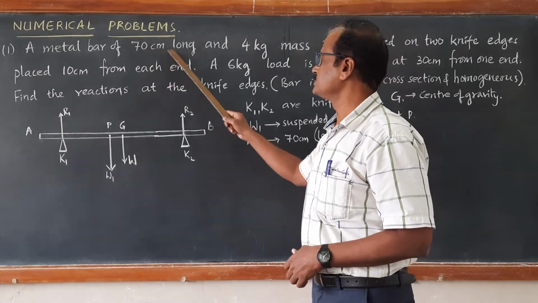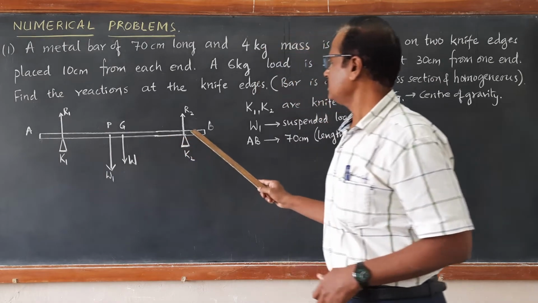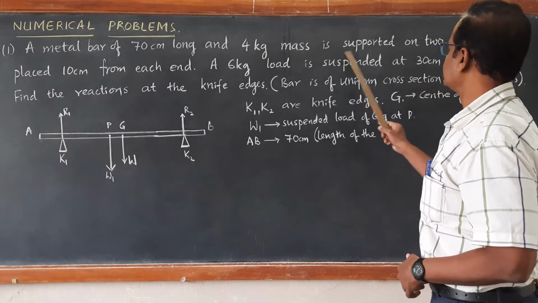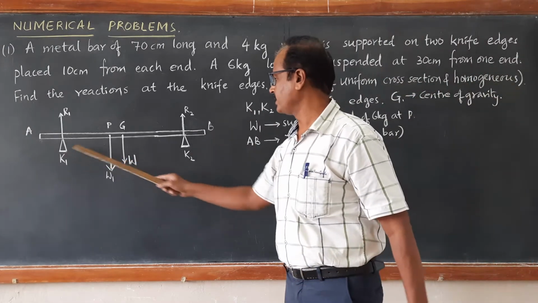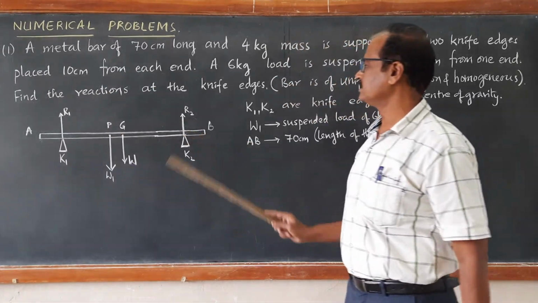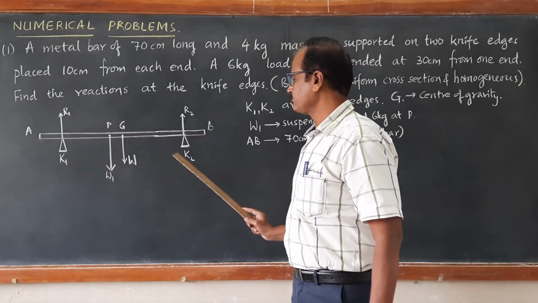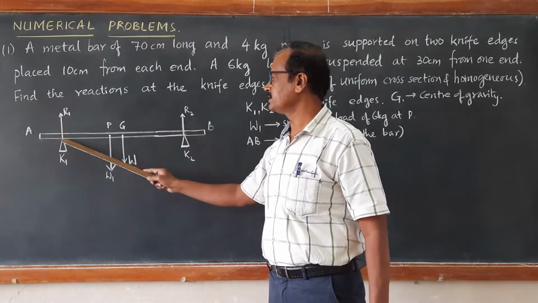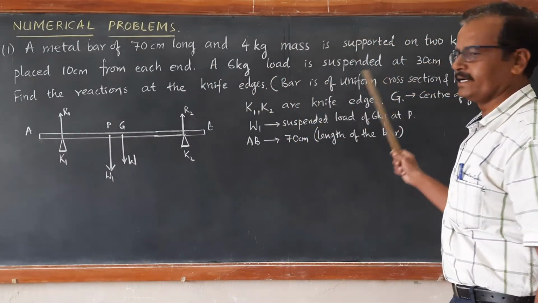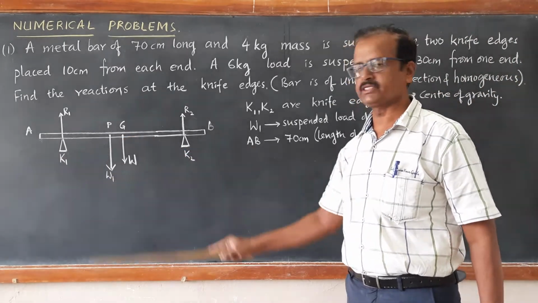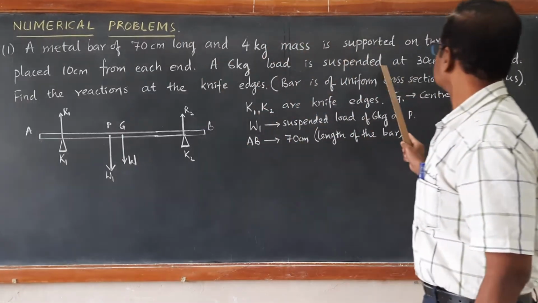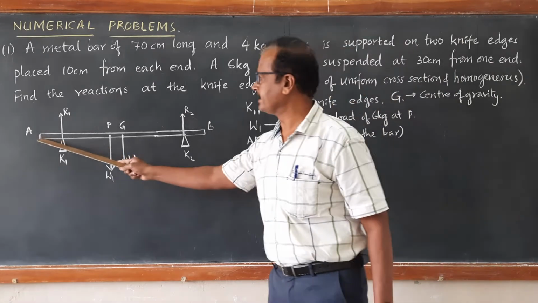There is a metal bar of 70 centimeter long. AB is a metal bar of 70 centimeter long and has a 4 kg mass. It is supported on two knife edges. K1 and K2 are the two knife edges which are placed at 10 centimeter from each end. A 6 kg load, W1, is suspended at 30 centimeter from end A.